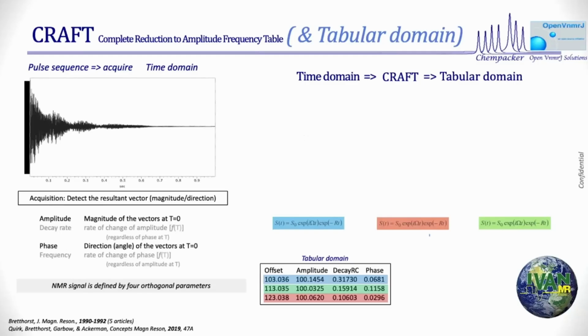I have an offset, which is the frequency. I have an amplitude, which is the magnitude of the vector. I have a decay rate constant, which is the rate of change of amplitude. And I have phase. All are 4 orthogonal parameters. Bayesian has been doing this for the last 35 years. That was published in the 90s.